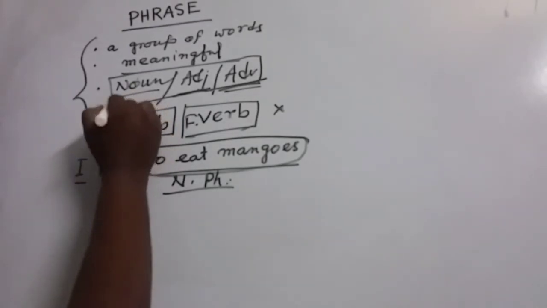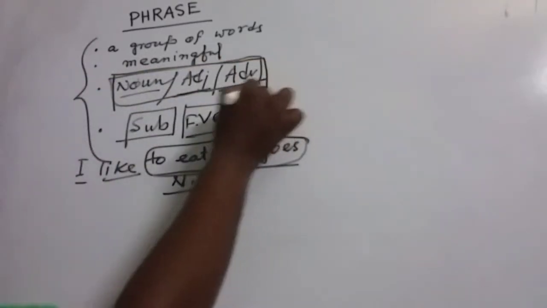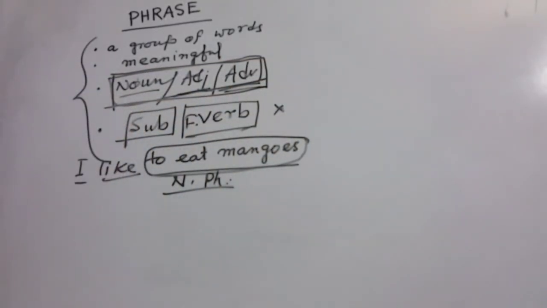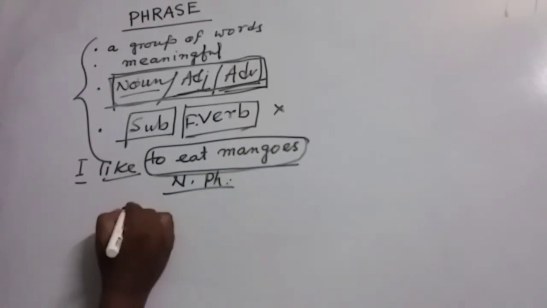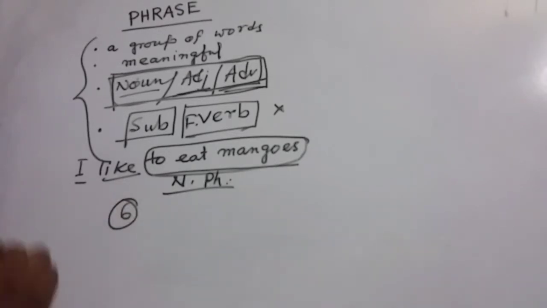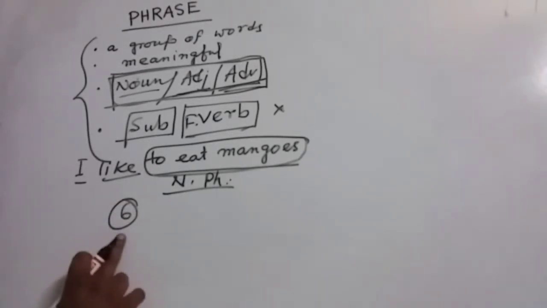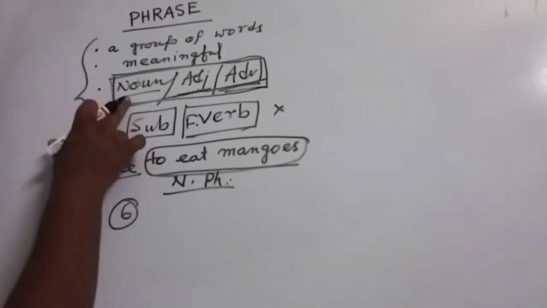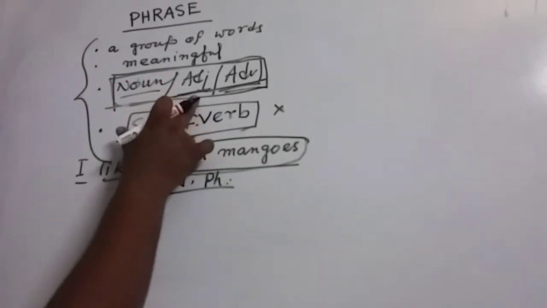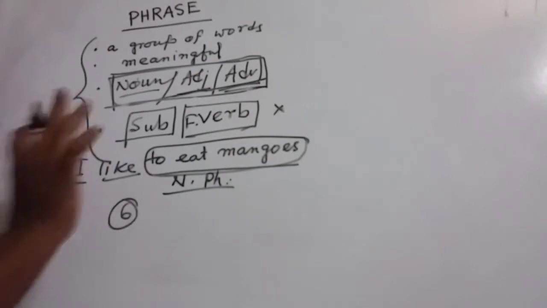Actually, there are these three types of main phrases, but if we think about the entire part clearly, it is actually divided into 6 parts. That means if we divide the phrase, there will be 6 divisions. One is noun phrase, another one is adjective phrase, another one is adverbial phrase, and I have given you the example.